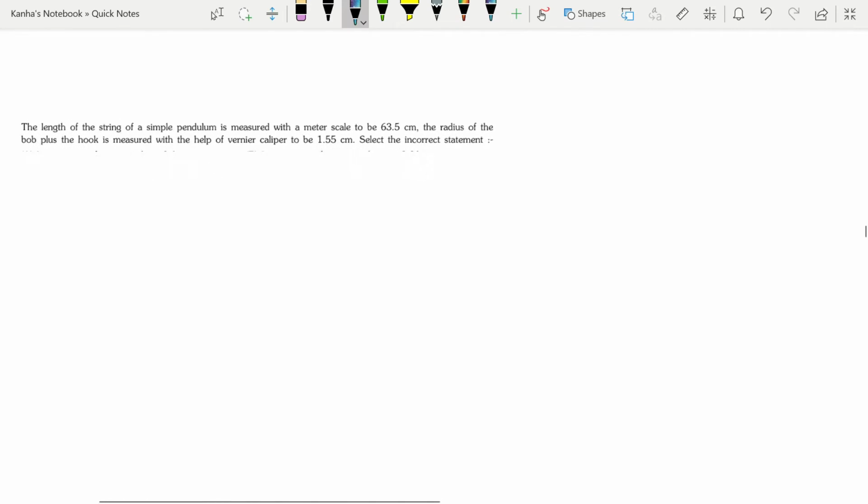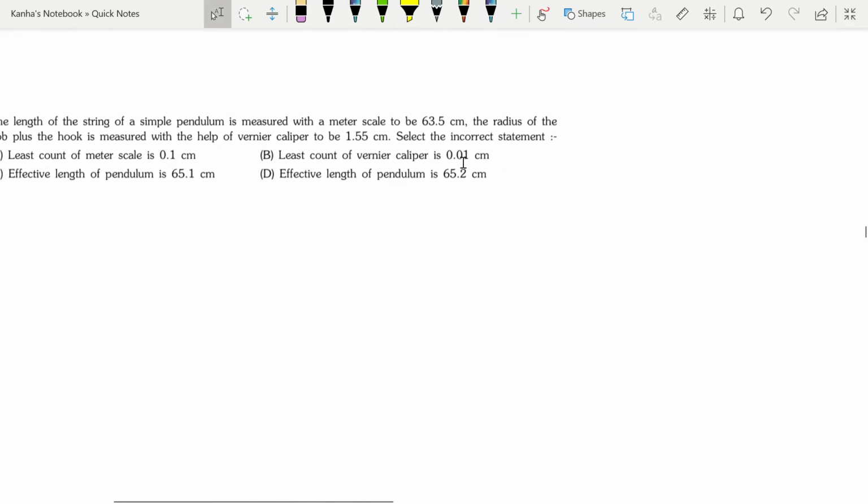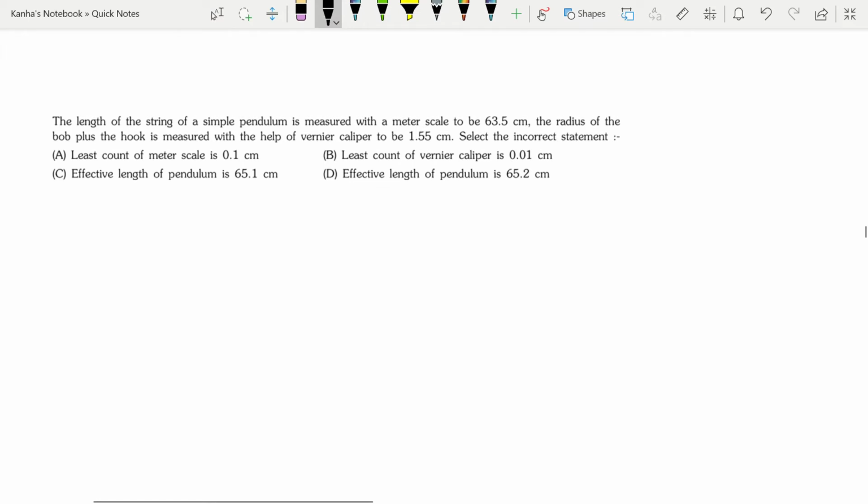Let's look at some basic problems to jog your memory. The first problem is given like this. The length of the string of a simple pendulum is measured with a meter scale to be 63.5 centimeter. The radius of the bob plus the hook is measured with the help of a vernier caliper, and that turns out to be 1.55 centimeter. You are supposed to select the incorrect statement. There are four statements given, about least count and about effective length.